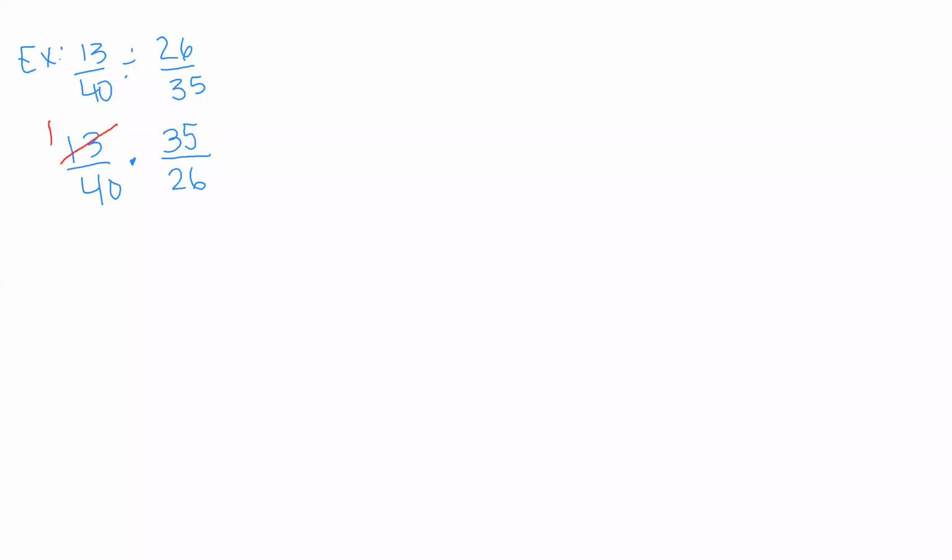13 divided by itself is 1. 26 divided by 13 is 2. I also noticed that 40 and 35 have a 5 in common. Remember those divisibility rules? If a number ends in 0 or 5, it's divisible by 5. So 40 divided by 5 is 8. 35 divided by 5 is 7. There's nothing else that would simplify at this point, so we just want to multiply across. So I'm going to get 1 times 7 all over 8 times 2. And that's my final answer.